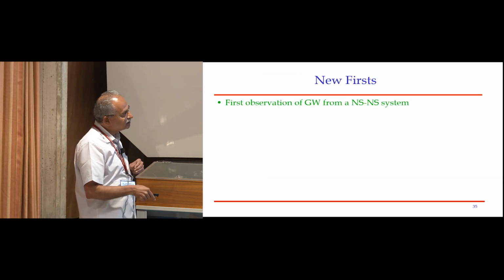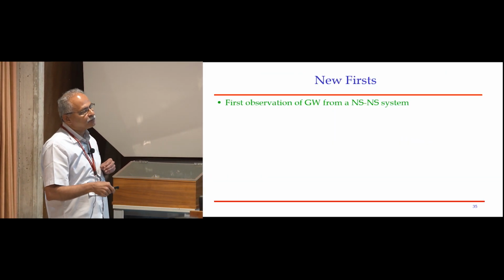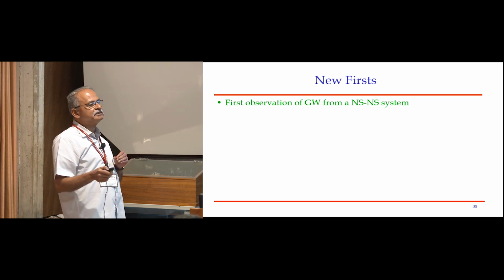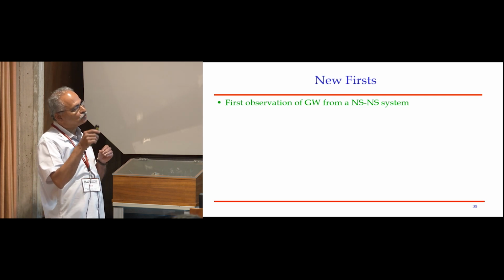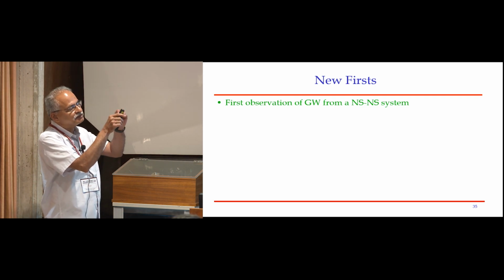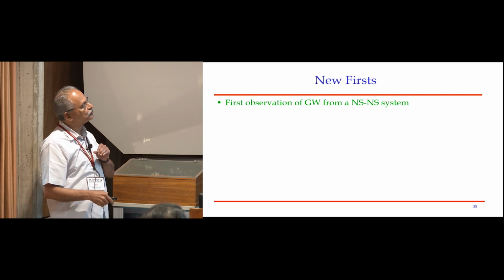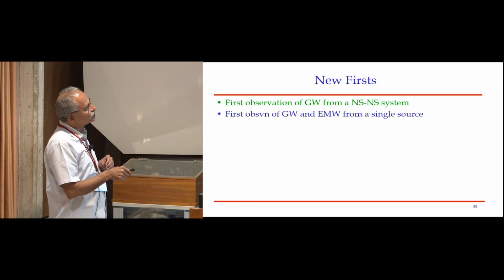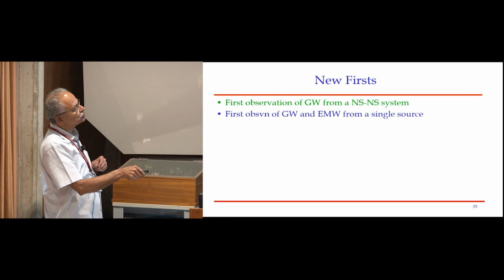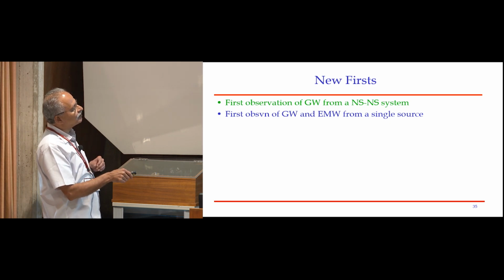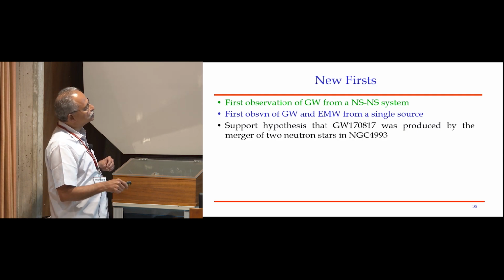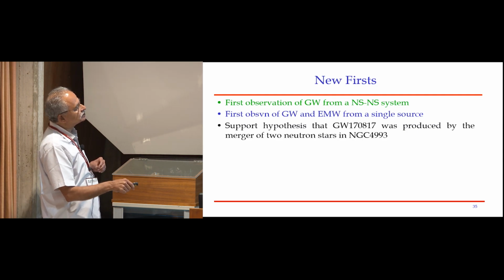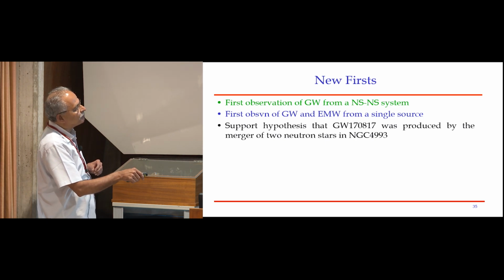So the moment we had the sky localization information, we passed it on to our astronomy colleagues, and in about 12 hours, they could locate the galaxy from which the electromagnetic radiation should be coming. So this was the first observation of gravitational waves from a neutron star system, first observation of gravitational waves and electromagnetic waves from a single source. It supports the hypothesis that this system was produced by the merger of two neutron stars in a particular galaxy.